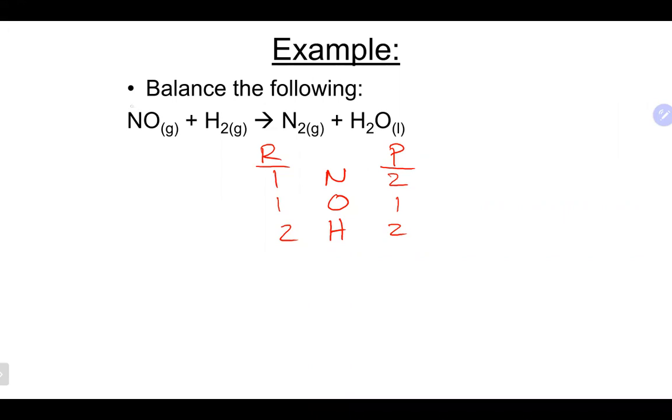We can only put a coefficient, so I'm going to put a 2 in front of the nitrogen on the left. When I do that, I now have two nitrogens. The 2 goes for the nitrogen and the guy behind it, so that's basically 2 times 1, because there's one oxygen there. And that would be 2. And then I still have 2 hydrogens. Any questions on that there?